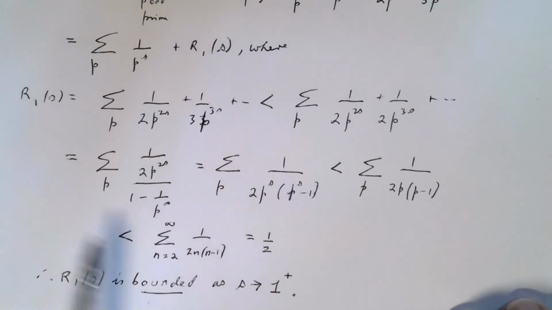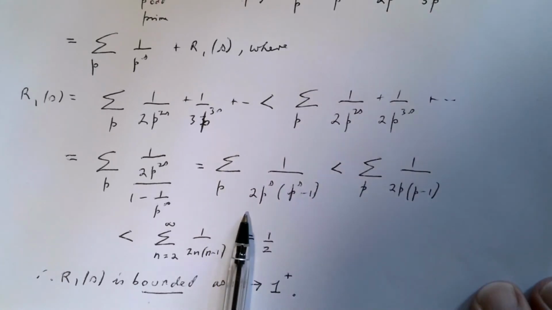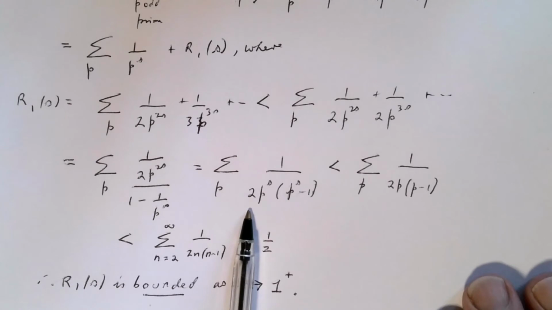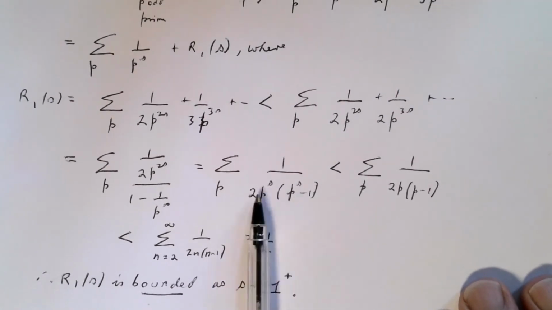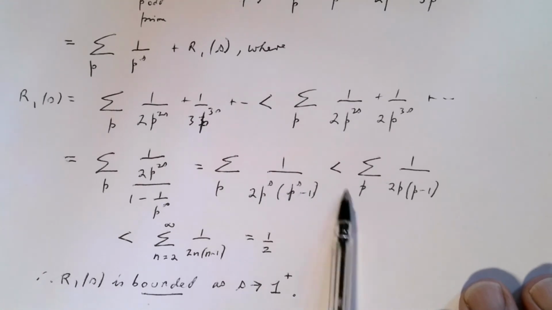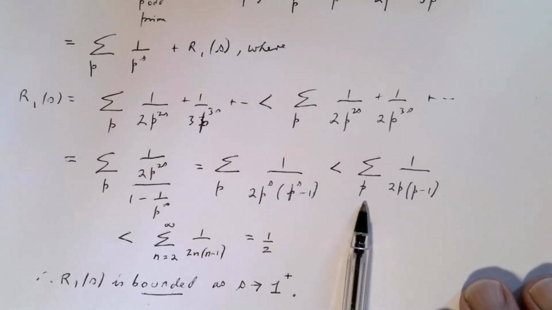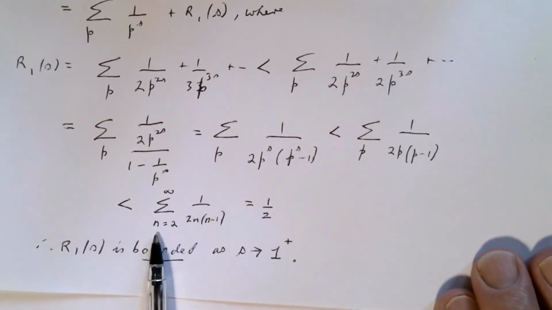Simplify gives me this, multiplying top and bottom by 2p to the 2s, and I can factor out, and I'll toss away the s. s is bigger than 1, so this sum is less than this sum. Now these are all sums over the odd primes, so the sum over the odd primes is certainly less than the sum of all the integers from 2 upwards.